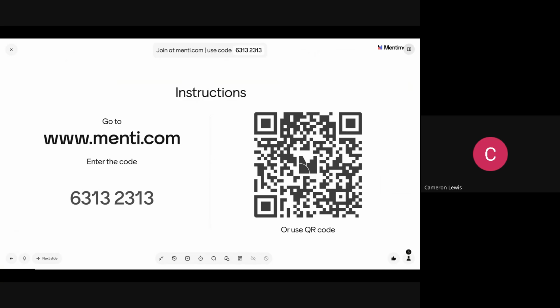Okay. Can everyone still see my screen? Yeah, I can see the screen. All right.